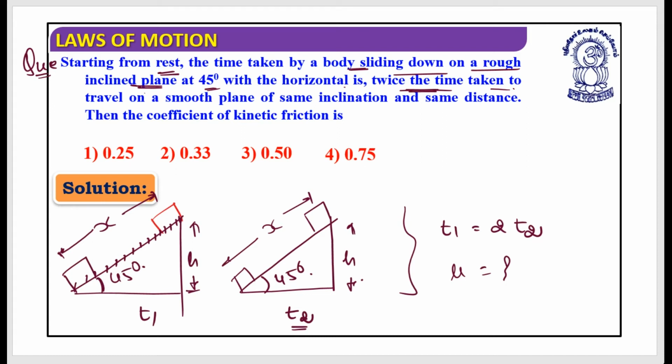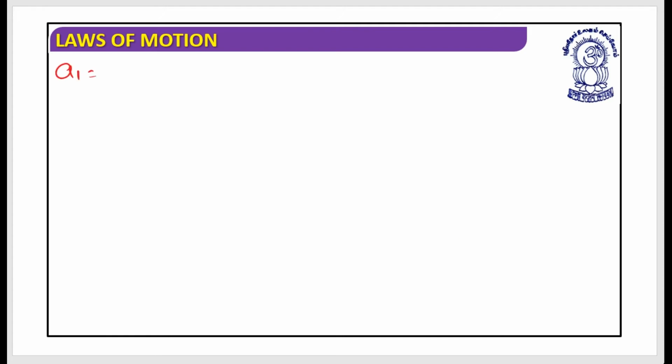So if I write the acceleration of this one as a1, and over this one as a2. We have done the previous questions as well, so this a1 should be equal to g sin theta, and this a2 should be equal to g sin theta minus mu g cos theta. Sorry, the first one is with friction, so a1 is equal to g sin theta minus mu g cos theta, and a2 should be equal to g sin theta, because a1 is with friction and a2 is without friction. Now let's just do it.